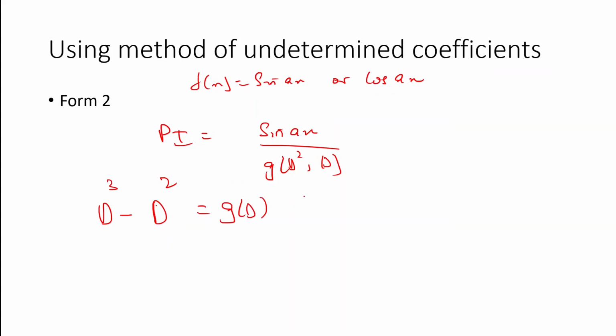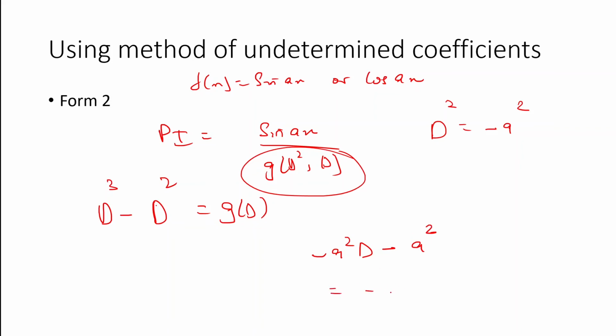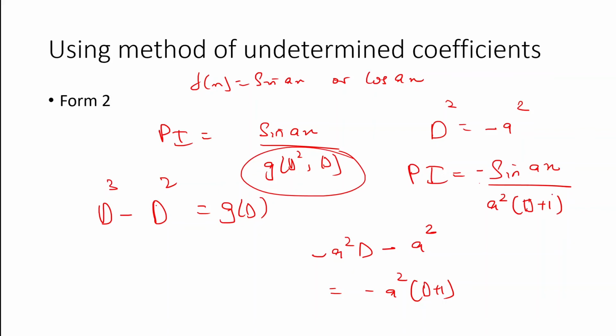Then this form, remember D square must be equal to minus a square. So what does this become? Minus a square D minus a square, right? Which is like writing minus a square into D plus 1. So the particular integral is equal to sine ax divided by minus a square into D plus 1. Of course, we cannot just leave it like this. So what we do, we multiply D plus 1, D minus 1 on both sides.